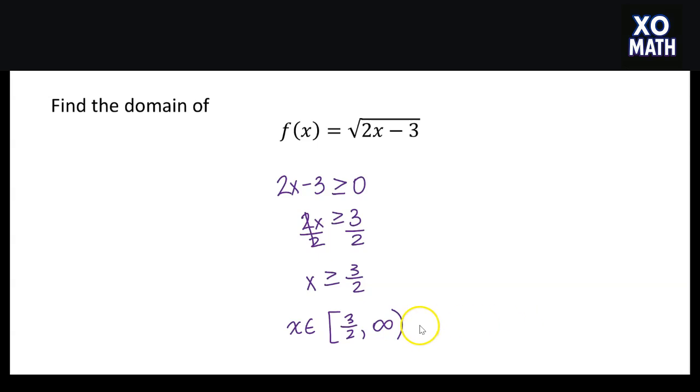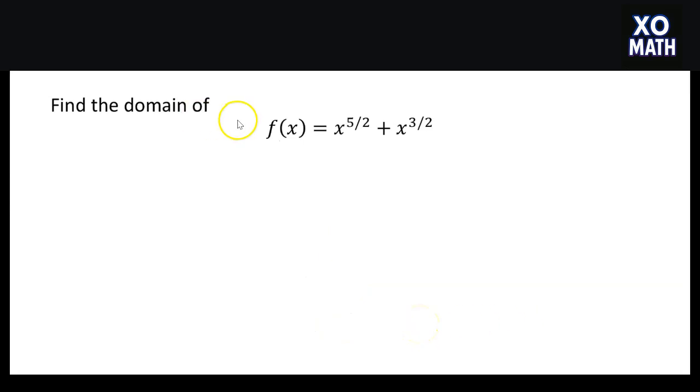Now let's find the domain of f of x equals x to the 5/2 plus x to the 3/2. Well, here what I'm going to start by doing is turning these back into roots. So here x to the 5/2 would be the square root of x to the 5th. So the denominator of the rational exponent becomes the root. So here a square root, and same thing here, this is also a square root. So this would be plus the square root of x cubed.